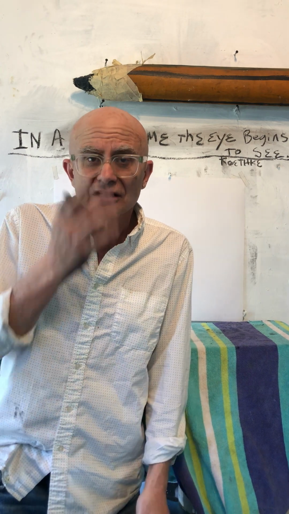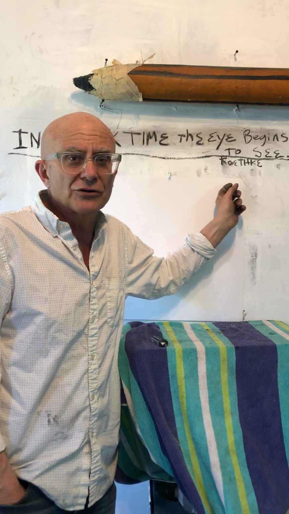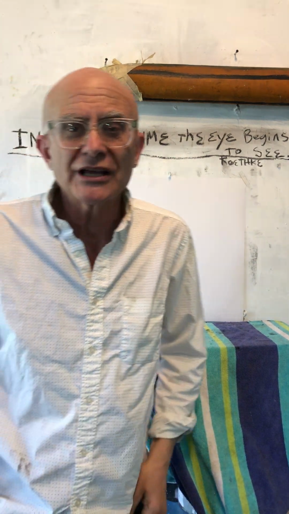Lesson 8. Theodore Roethke was a great poet, really known for being a poet of place. "In a dark time, the eye begins to see."